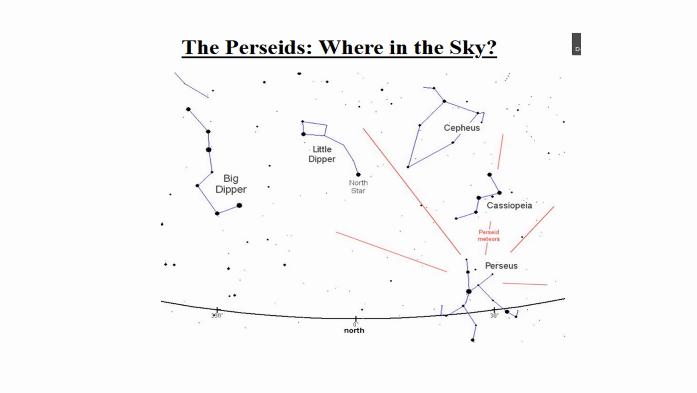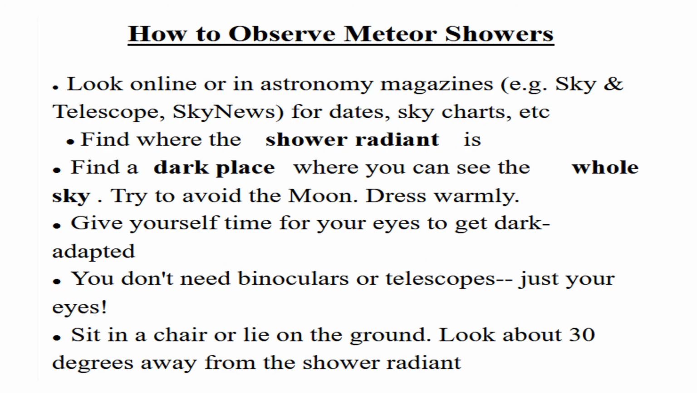So just try to be familiar with their faces. It can be at the north side. These are the ways you're going to observe meteor showers. What you have to do is look online or in astronomy magazines to find the date, sky charts, and also where the shower radiant is. Find a dark place where you can see the whole sky. Try to avoid the moon. Of course, when there is moon, you cannot clearly see those shining and glowing stars.